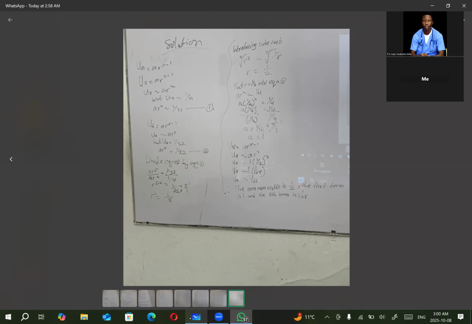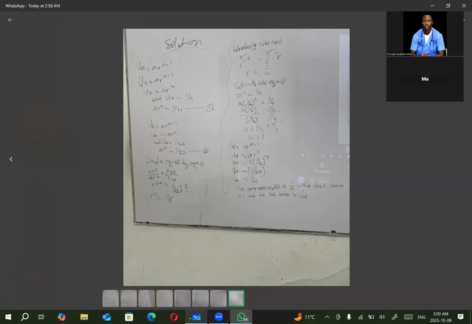Now you take the cube root of that. Cube root of r^3 equals cube root of 1 over 8. So r is equal to 1 over 2. Now put 1 over 2 into equation 1. ar^2 equals 1 over 4.